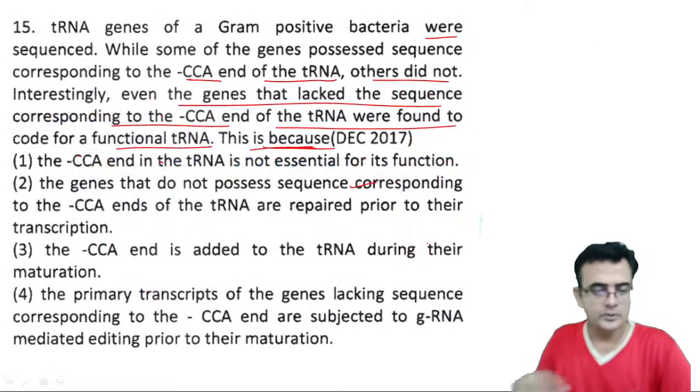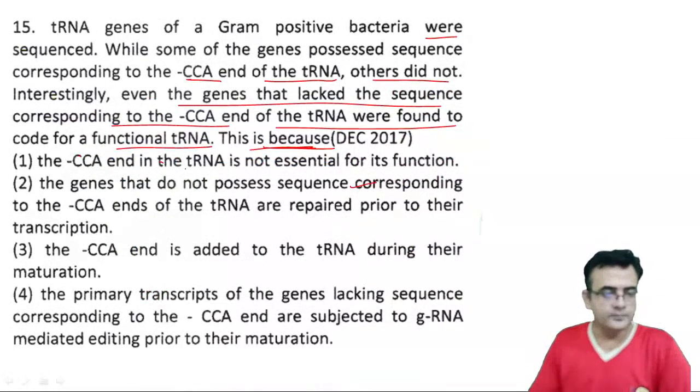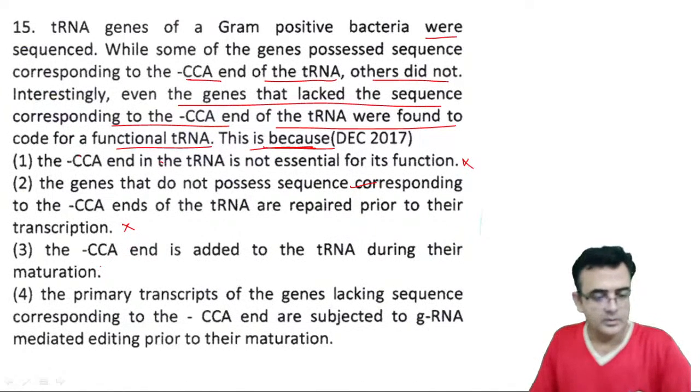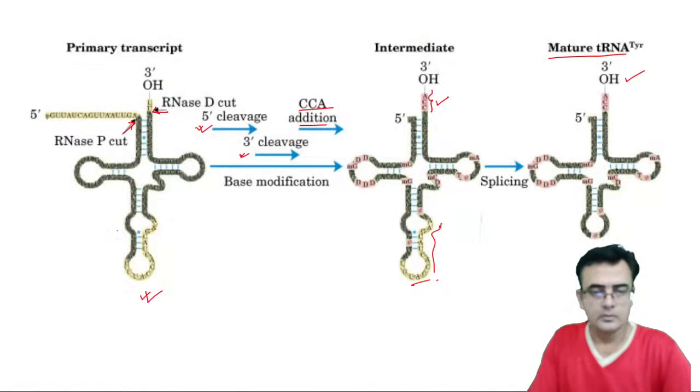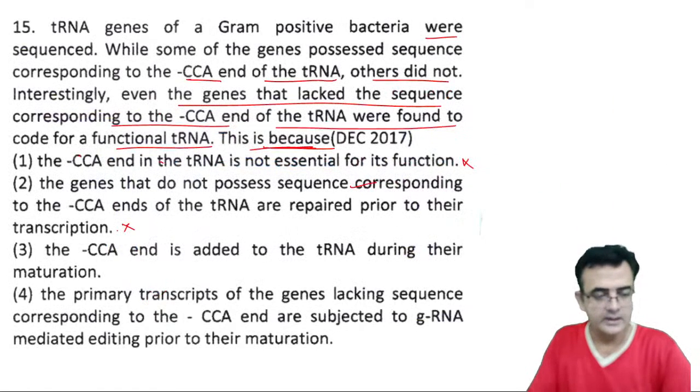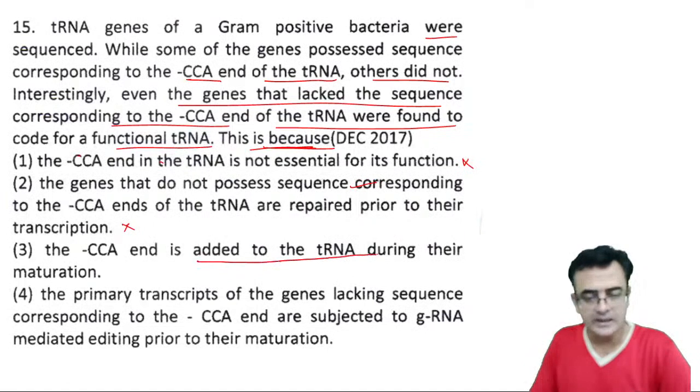So now we come back to the question. The first choice is that the CCA end of the tRNA is not essential to function. No, they are functional, so this is not correct. The genes that do not possess sequence corresponding to the CCA end of the tRNA are repaired prior to the transcription. No, they are not repaired actually, okay? What we can say is they are added, not repaired. So C, CCA end is added to the tRNA during the maturation. So this may be the correct answer.